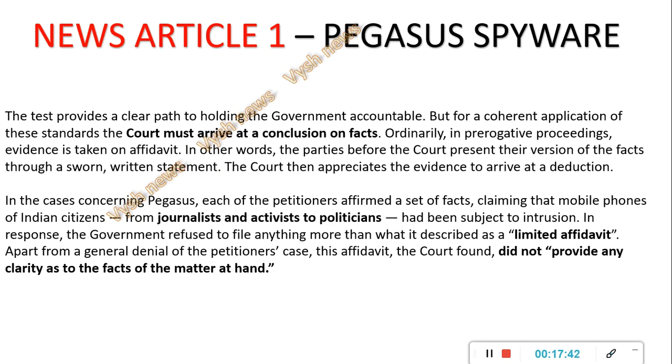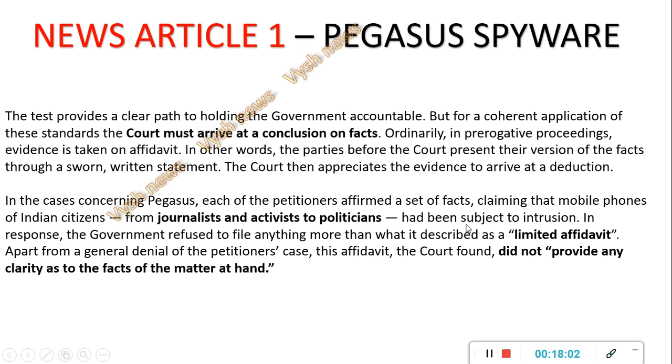Now again, the court must arrive at a conclusion on facts. Again, he's telling there are a lot of facts available. Sworn written statements, everything is there from everyone. Then why can't the court go and ask them? Because the government is not giving back anything. If you see, journalist names are there, activist phone numbers are there, politicians' phone numbers are there, I think including Rahul Gandhi. So these are all there.